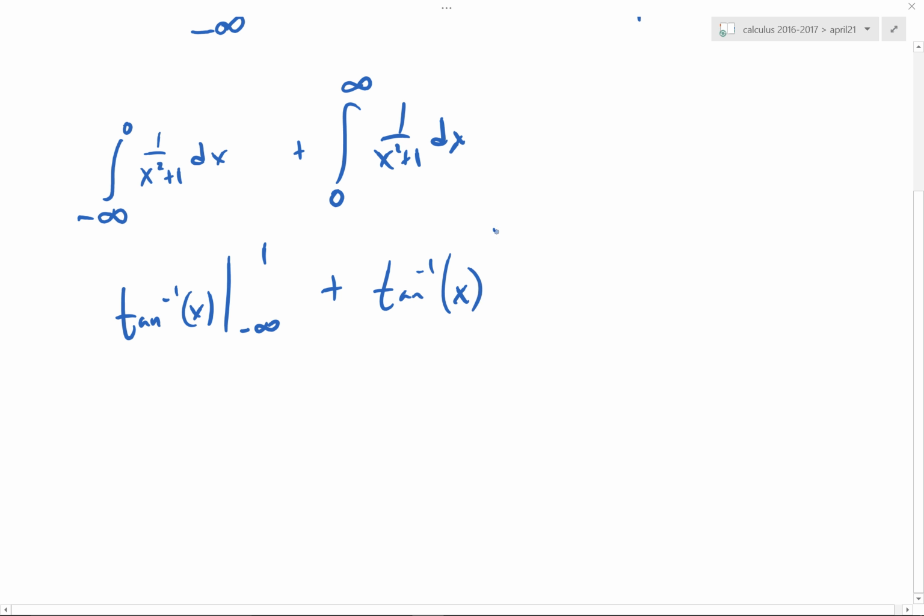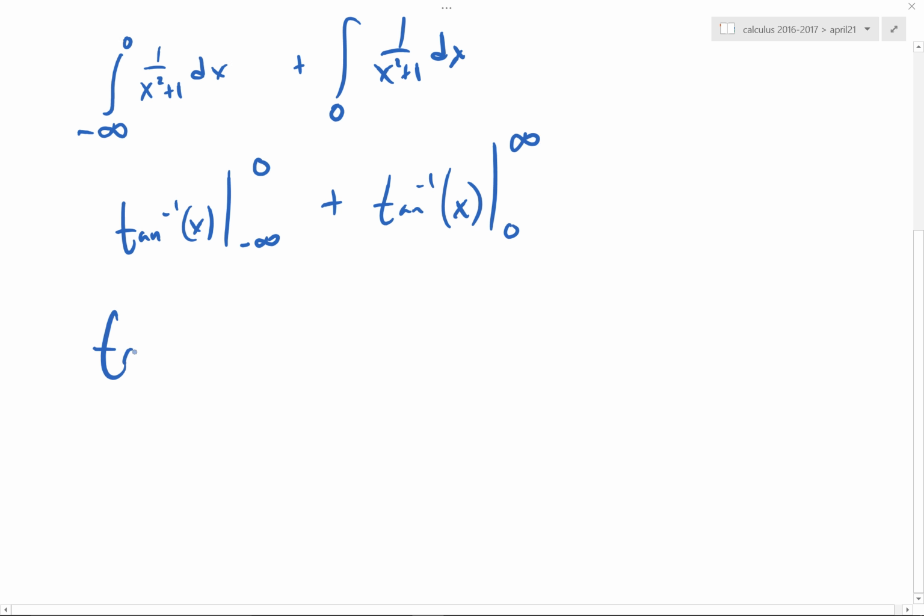Why did I put a 1 there? Because I'm an idiot. All right, friends, what is the arctangent of 0? Minus the limit as x goes to negative infinity of the arctangent of x. And what is this approaching?